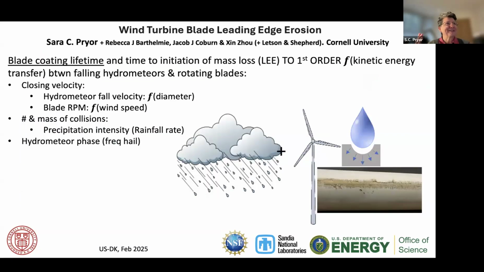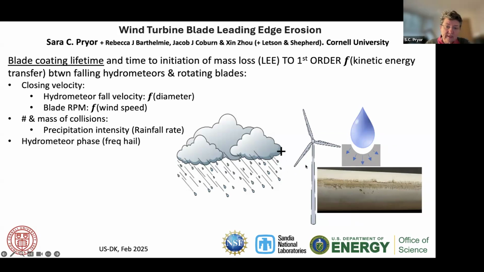So without further ado, as I say, I'm going to focus on theme 1 because, as Sue already said, I'm an atmospheric scientist. So if we step back, we can say blade coating lifetimes, the length of time that the coating will be maintained and will protect the underlying structures, to the first order is a function of the kinetic energy that's transferred between falling hydrometeors, so rain droplets, hail droplets, and the rapidly rotating wind turbine blades.